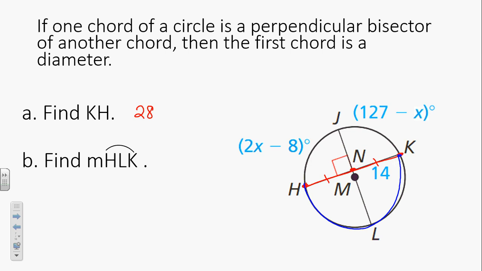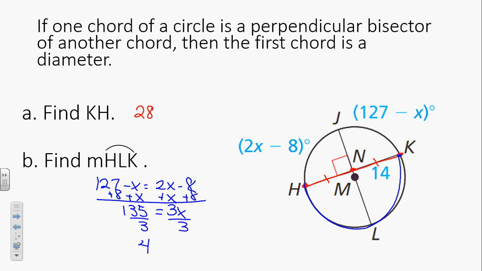So how are we going to find that? Good. So let's add x to get the x's on one side. 135 equals 3x. What's x? We get 45. Okay. How does that help us? Plug it in. 2 times that 45 that we just found.